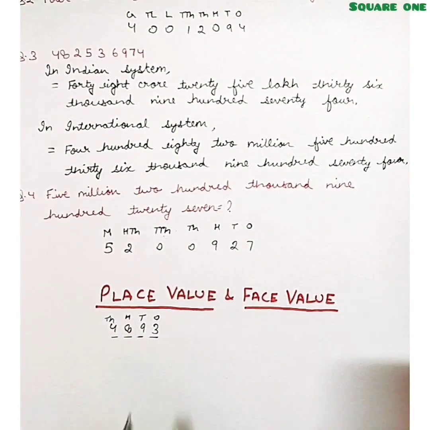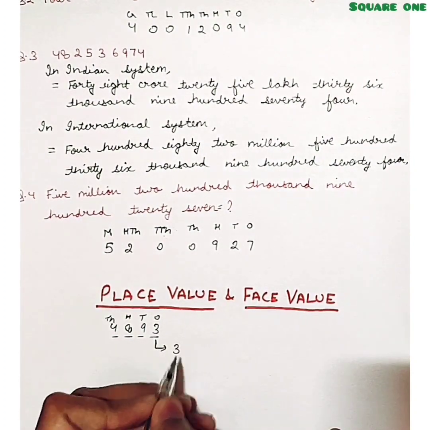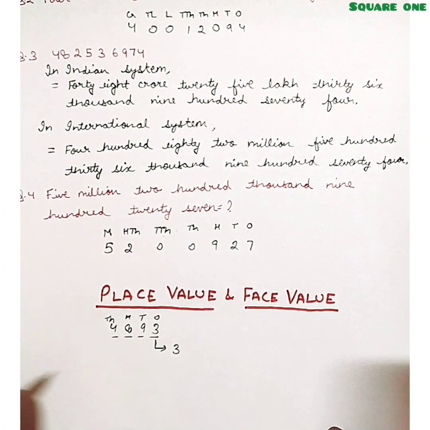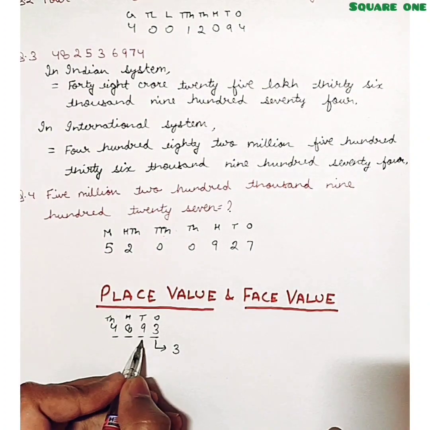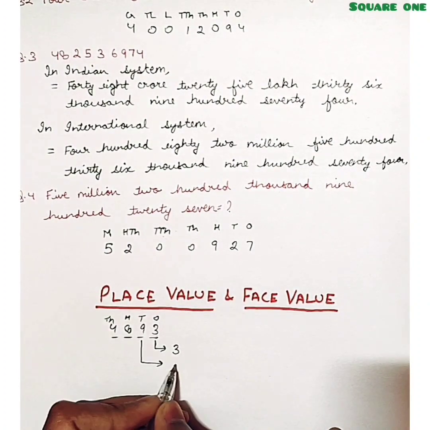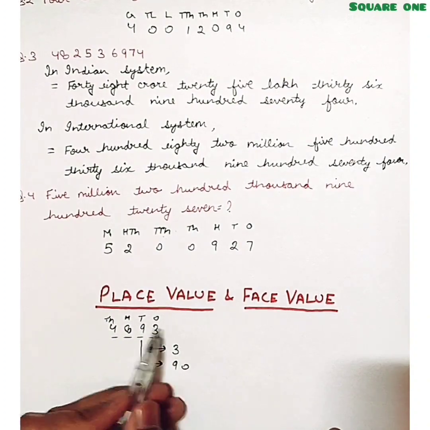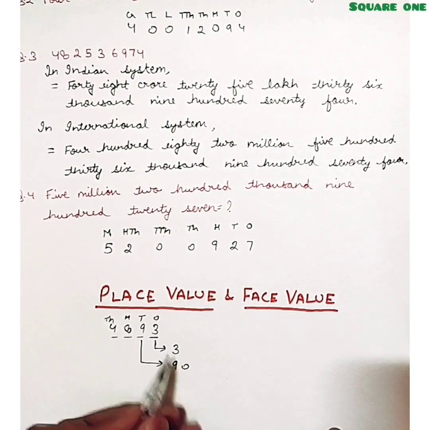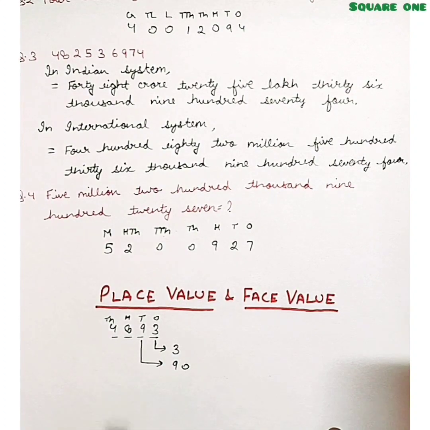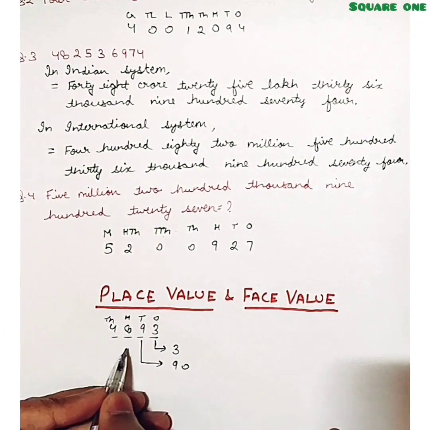These are the place names, but they also have a place value. Okay, each digit has a place value. The place value of 3 is 3 itself. Then the place value of 9 is 90. There is one digit at the right of 9, so we remove that digit and write 0 in place of it. Okay. Next we have 8.